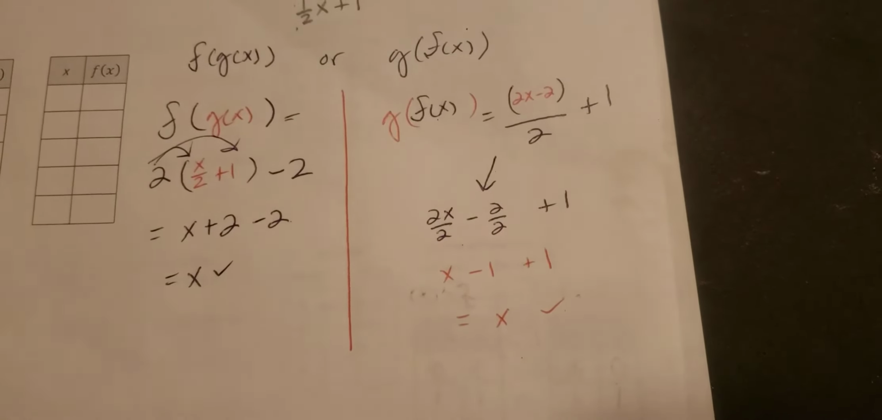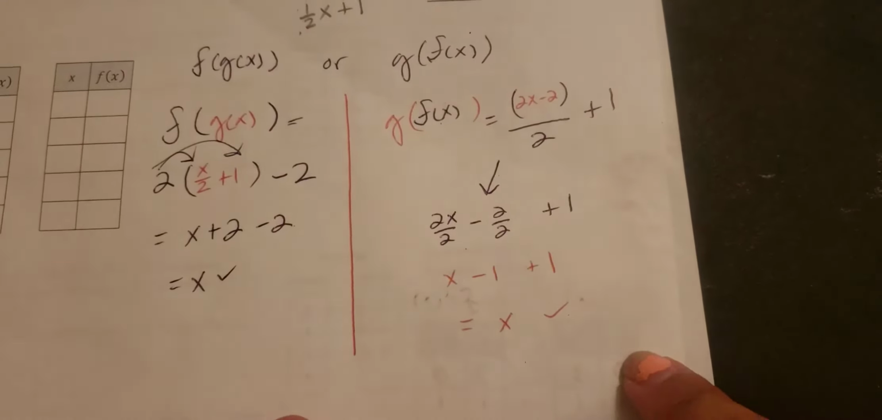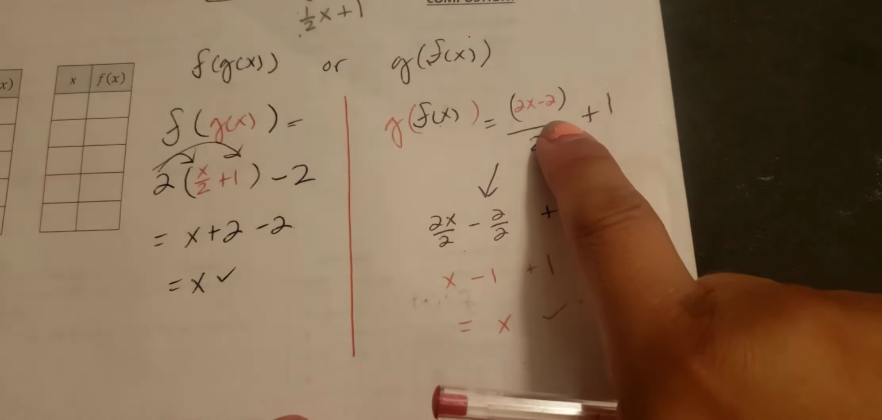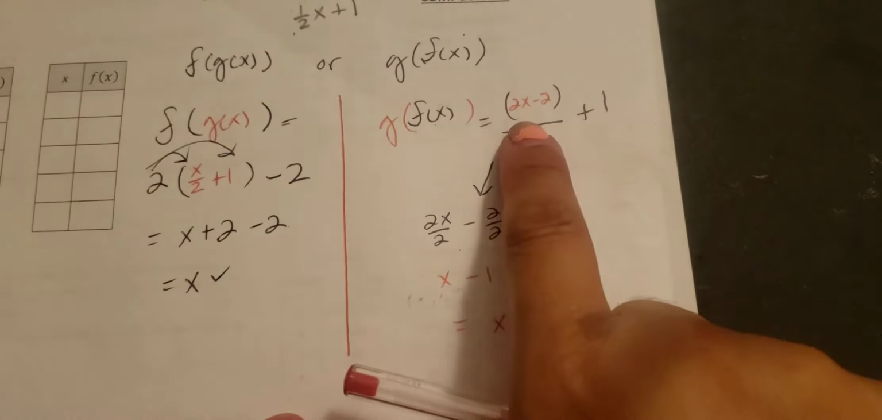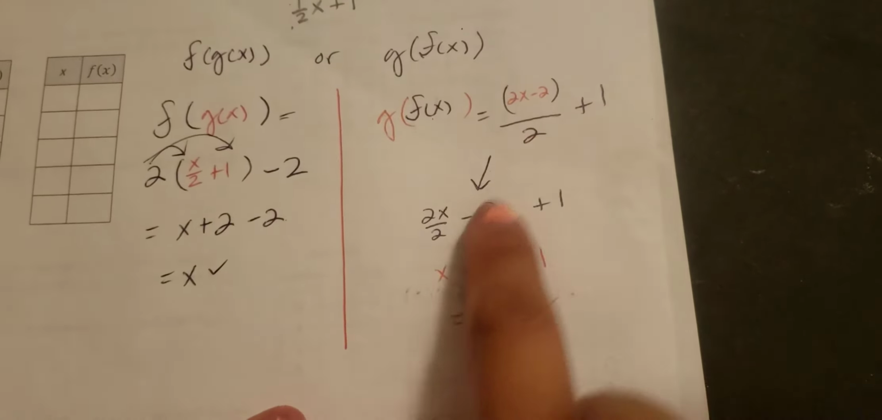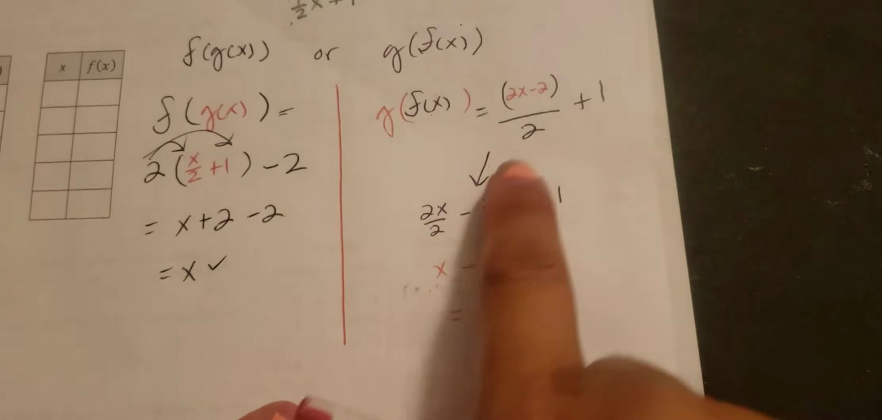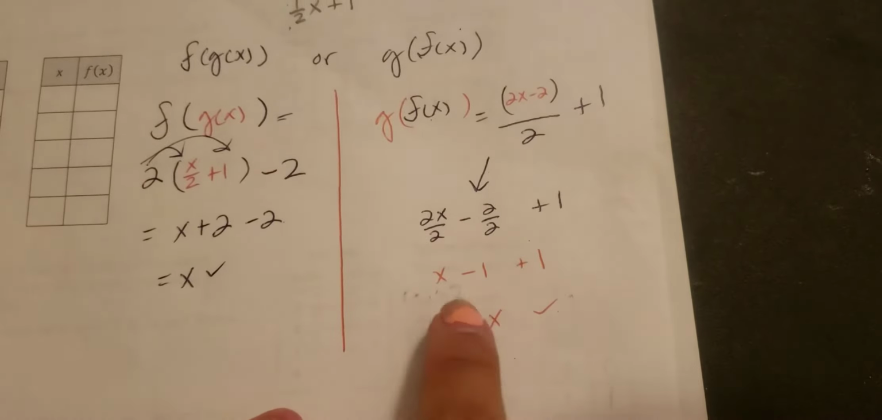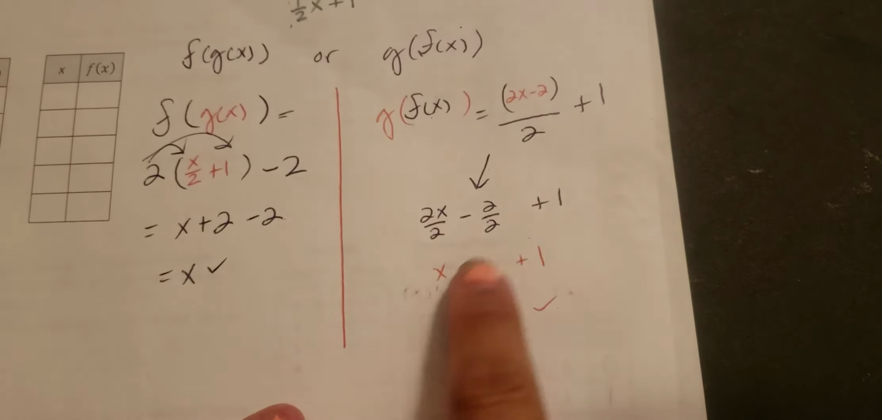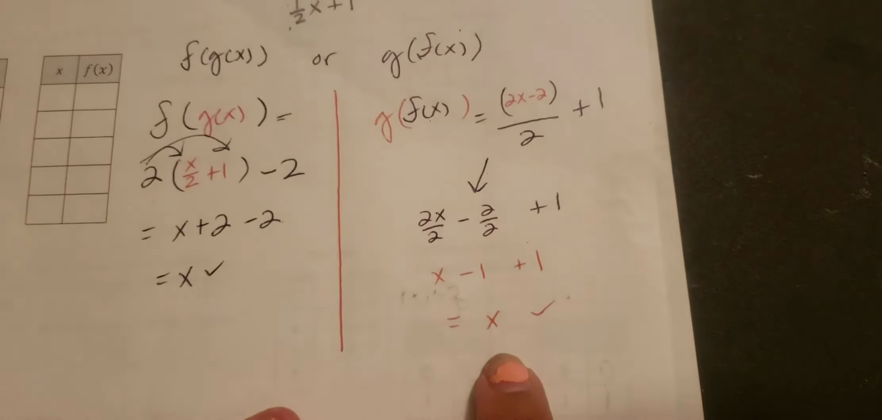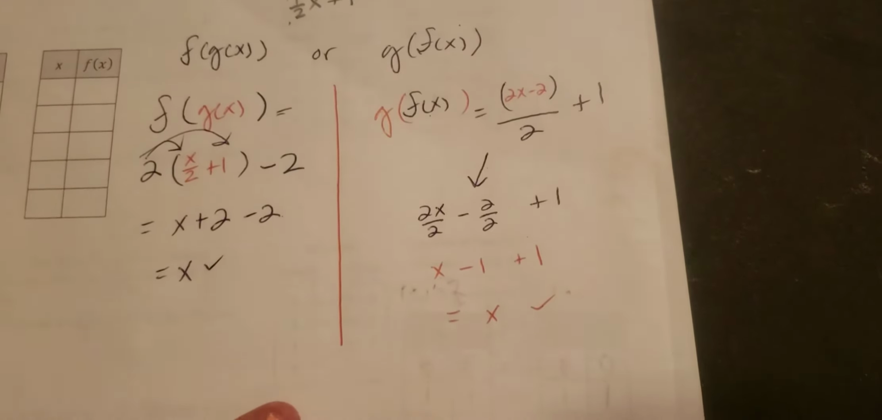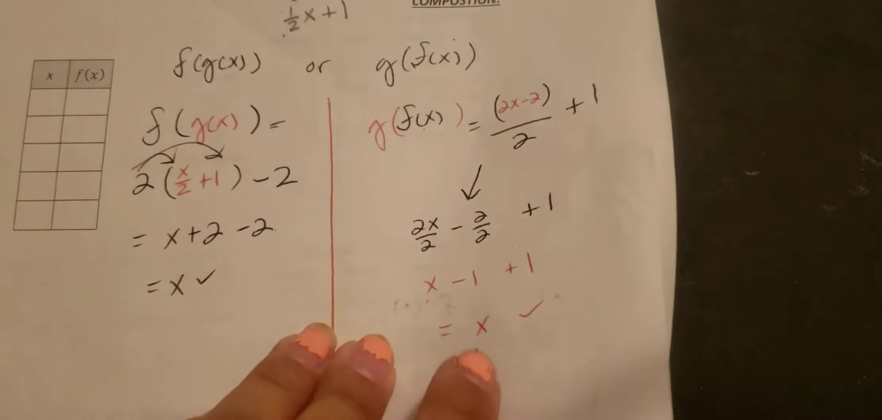All right, boys and girls, if you did it correctly, this is what you should have gotten. 2x minus 2 over 2 plus 1. And then all I did here was just separate the denominator. So 2x over 2 minus 2 over 2 plus 1. And of course, this simplified to x minus 1 plus 1. Combined like terms, and I ended up with x. All right, awesome. So now I'm going to have you guys try one more on your own.